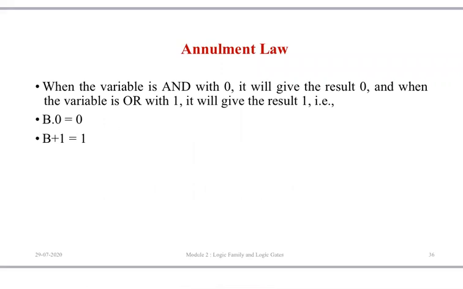Okay, so what is the annulment law? If you don't want to write the sentences, it is okay, but you write the equation. If I AND anything with 0, the answer is 0. That is, we know in our decimal system also, anything you multiply by 0 is 0. So suppose I have taken variable b, b dot 0 is 0. For dot we are using the ANDing operation. So any variable b ANDed with 0 is 0.